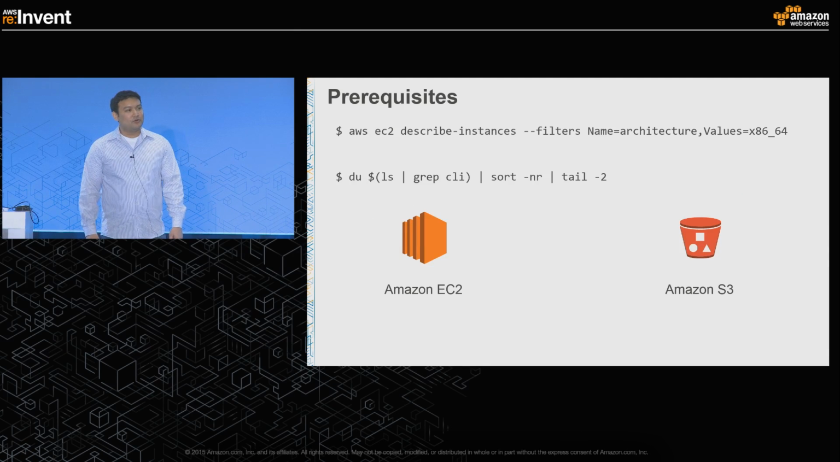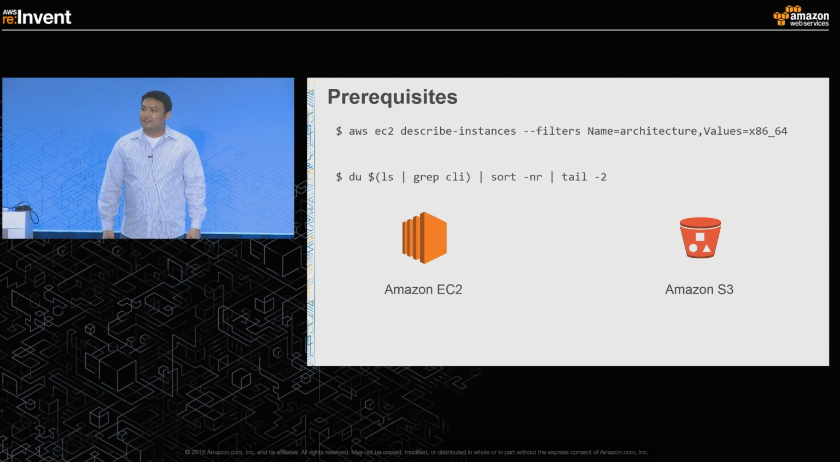But to give you something a little more concrete, if you understand that this first command is showing me my 64-bit instances, and you understand the second command, say, is looking for the 2 largest files in my current directory with string CLI, so command substitution and piping, and then you're familiar with Amazon EC2, which is where we're going to spend most of the time for the services, then you should be OK for this talk.